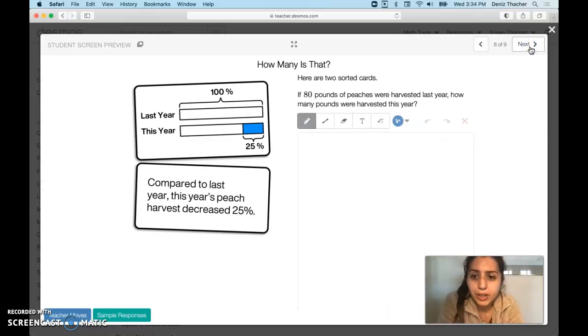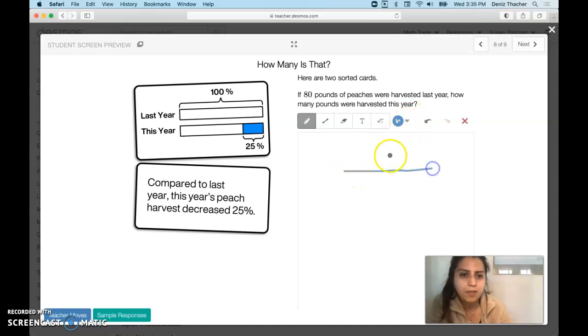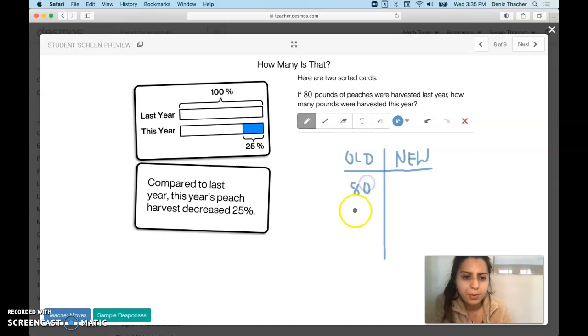Now, let's take a look at one of these diagrams and something it was matched to. So here are 2 sorted cards. If 80 pounds of peaches were harvested last year, how many pounds were harvested this year? Again, there are multiple ways to solve this, but we're going to focus on understanding the t-table. On one side we have old, on the other side we have new. Underneath our old is going to be this 80 pounds of peaches, and that's going to represent 100% of the harvest last year.